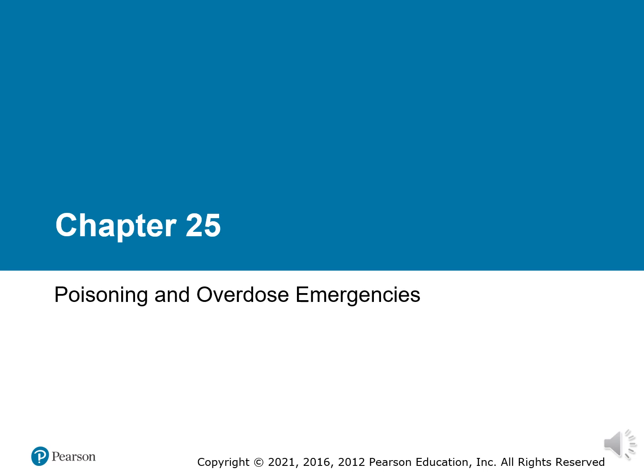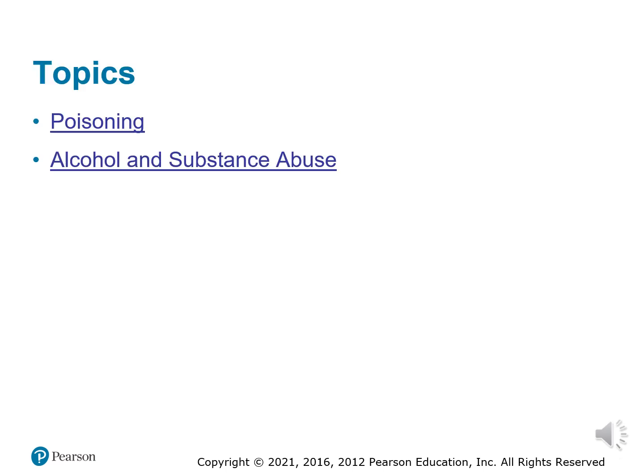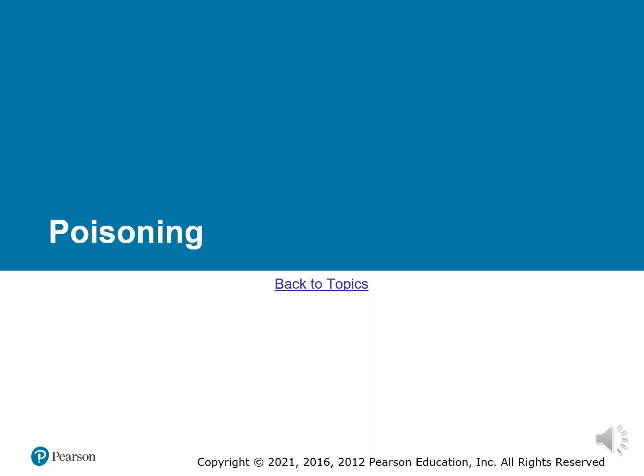Welcome back. We are on Chapter 25, Poisoning and Overdose Emergencies. In this section, we're going to talk about poisoning and alcohol and substance abuse. This first section will talk about poisonings.